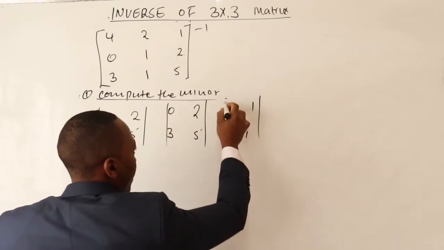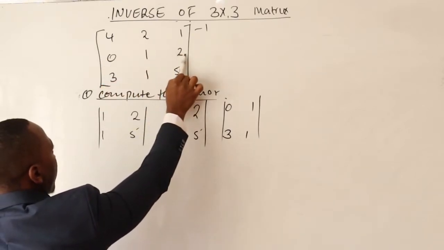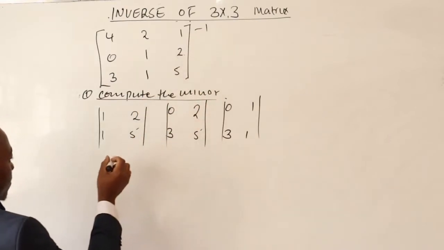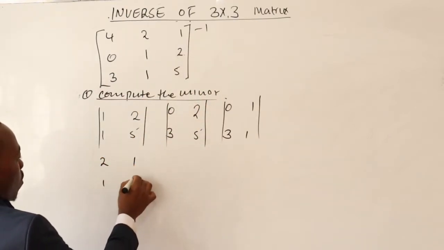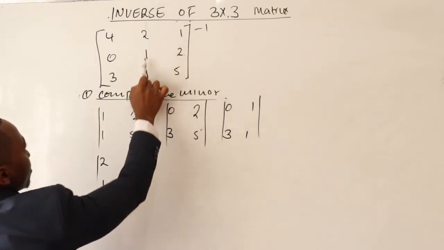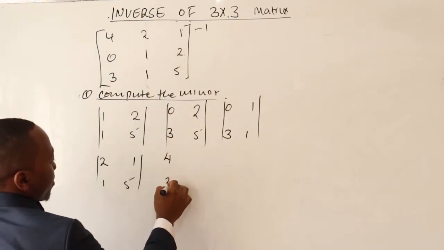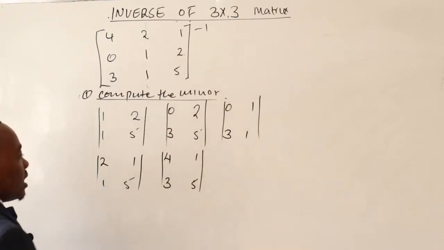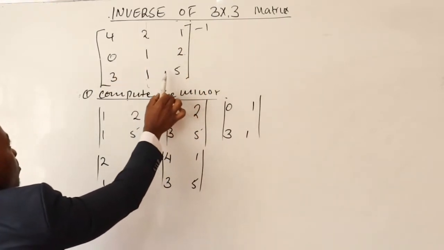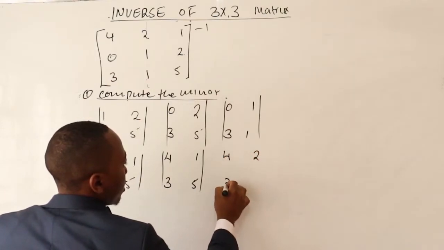The other step, you take the second row, first column. So we have 2, 1, 1, 5. Second row, second column: we'll have 4, 3, 1, 5. And then second row, third column: we have 4, 2, 3, 1.